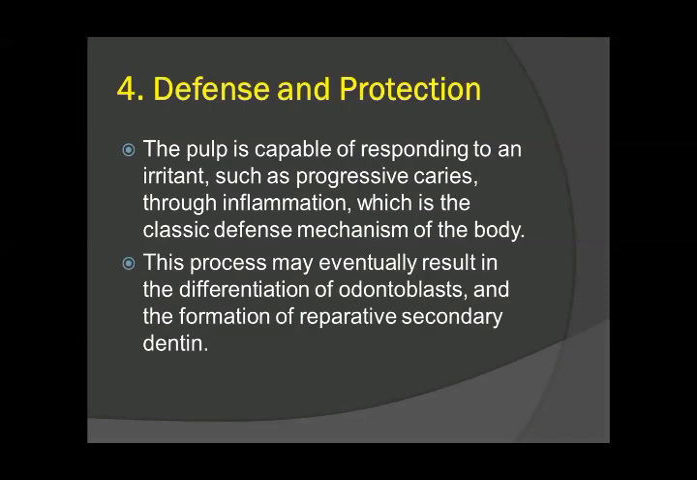What is the defense and protection? The pulp is capable of responding to an irritant such as progressive caries through inflammation, which is the classic defense mechanism of the body. The process may eventually result in the differentiation of odontoblasts and the formation of reparative secondary dentine.